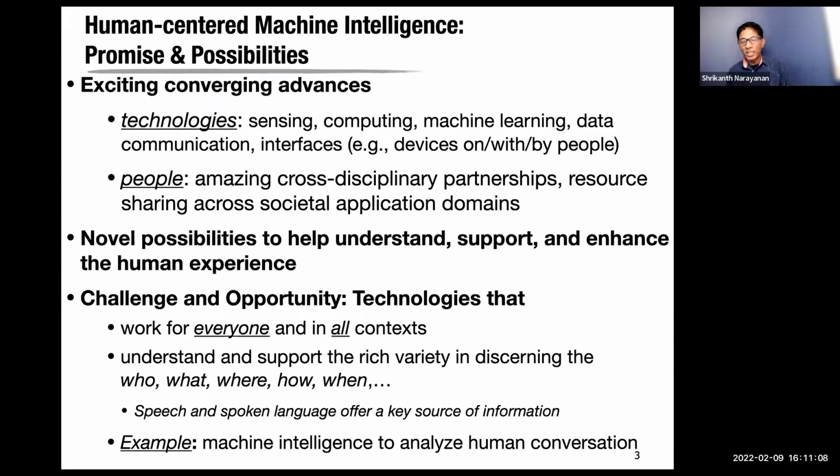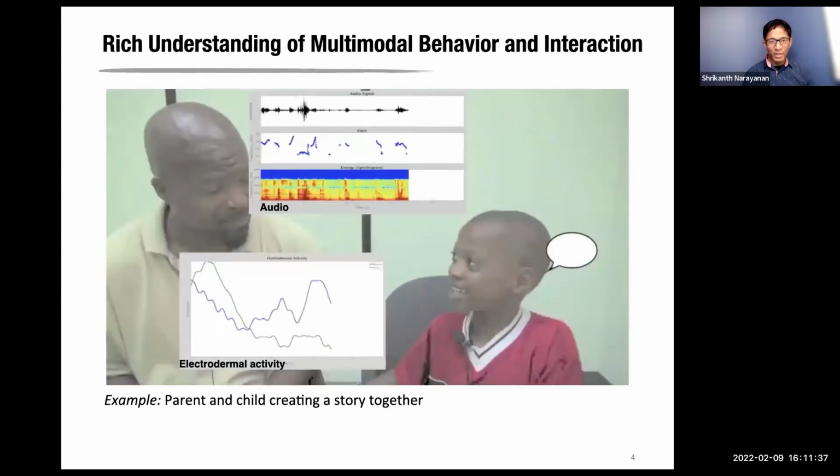All these various dimensions are targets for these computational, data scientific methodologies powered by machine intelligence. So speech and spoken language, right? It's a key source of information that people generate and use and interact with. So I'll start with a little example of the role of machine intelligence in analyzing human conversation. Here's a child and a parent trying to make a story together.